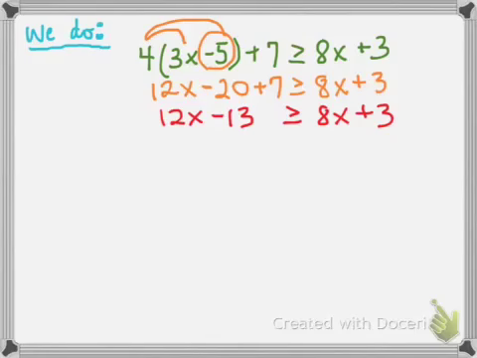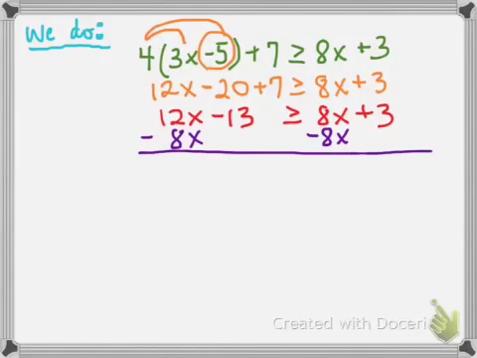So what I want to do next is get my variable terms on one side and then all my constants on the other side. So I'm going to subtract 8x from both sides. And then getting the variable terms on one side is helpful because it'll make our multi-step inequality look like a two-step inequality. So on the left side, 12x minus 8x I know is 4x. And then I'm going to bring down this entire minus 13.